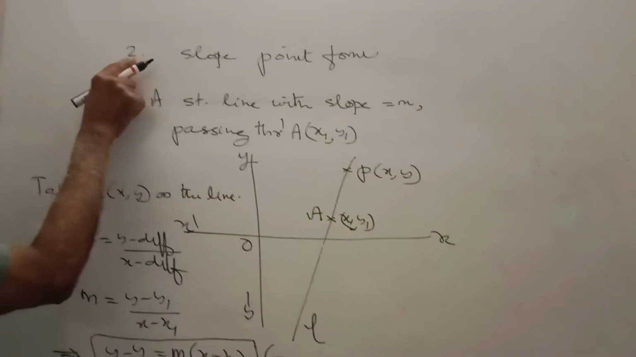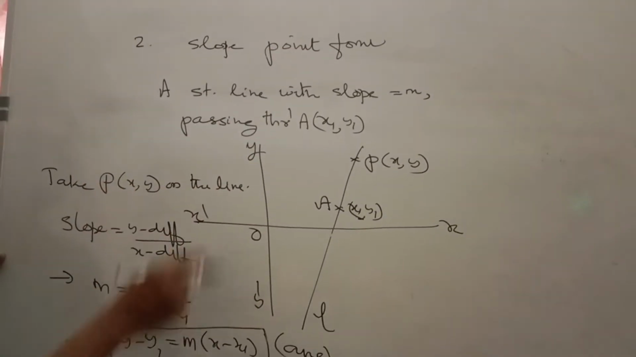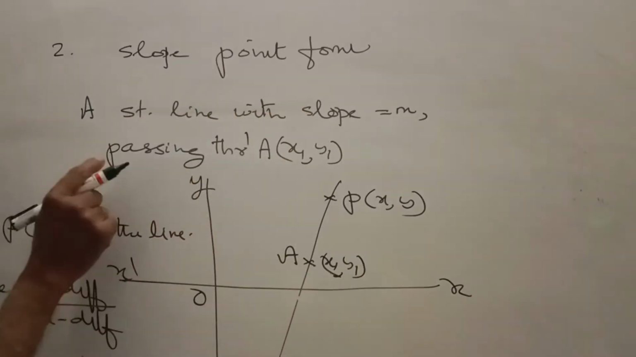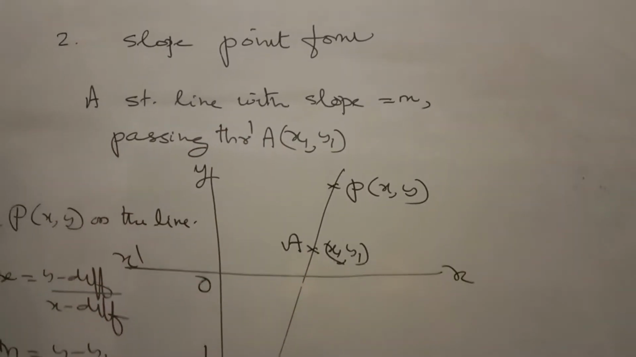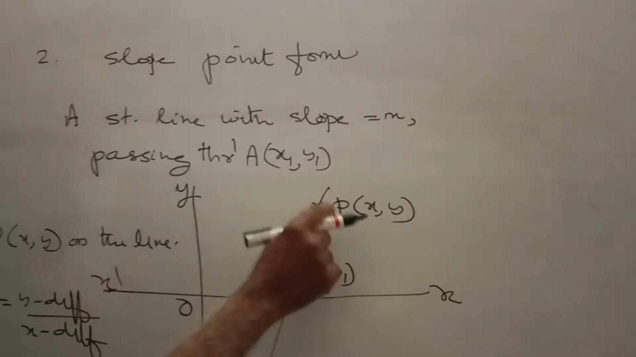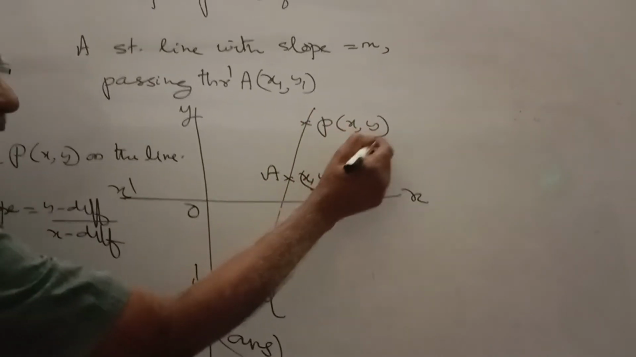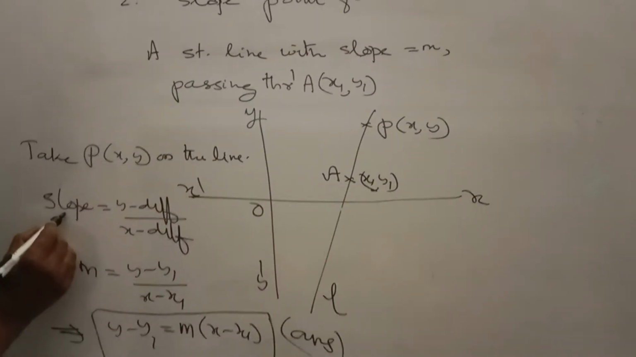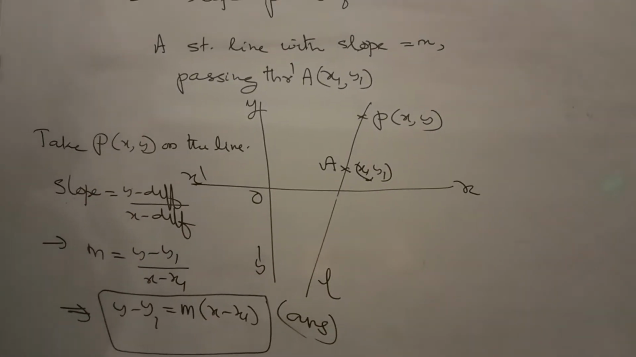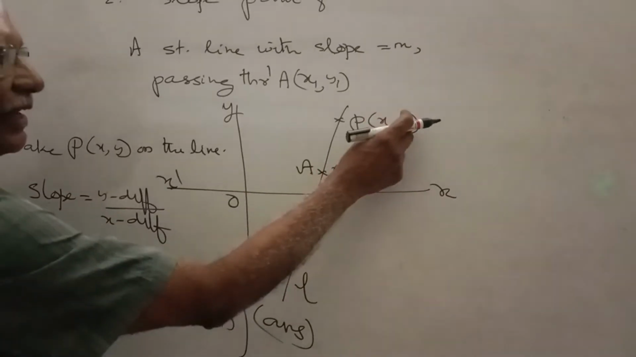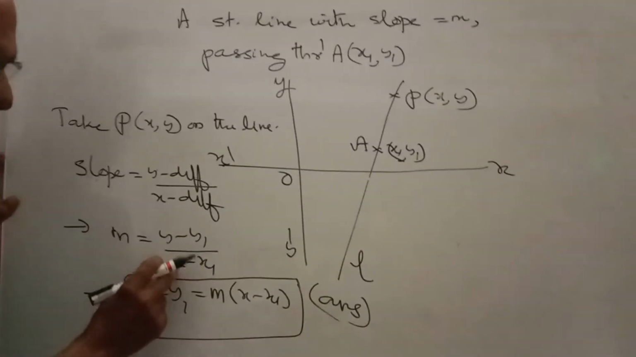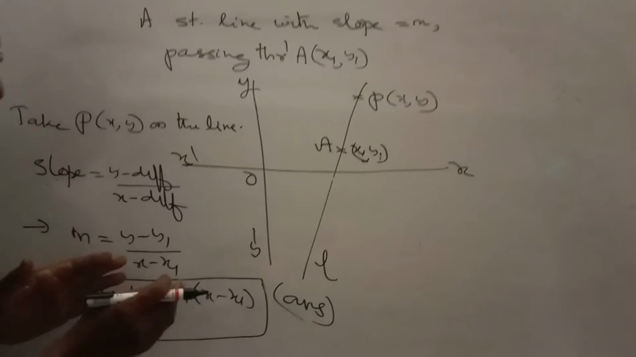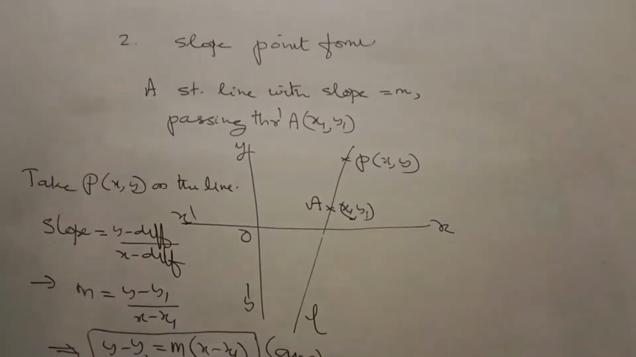Now we consider the second form, slope point form. Here we will be given the slope m and a point on it: a straight line with the slope m passing through (x1, y1). We take a general point P(x, y); always we require the relation between x and y. Now, because the slope is given, we work out the formula. Slope is y difference by x difference. So here slope is m. Y difference is (y minus y1) by (x minus x1). If you cross multiply, the answer comes: y minus y1 is m into (x minus x1). This is the form of that slope point equation.